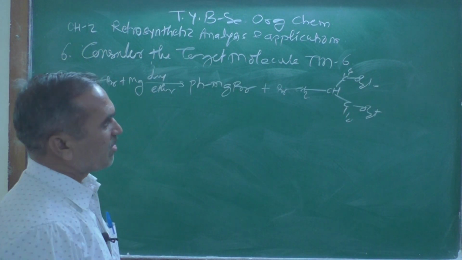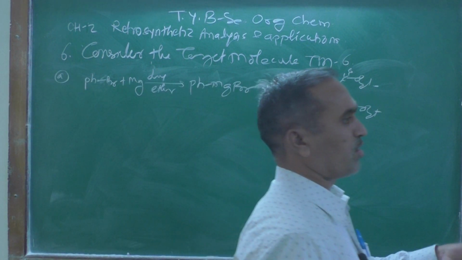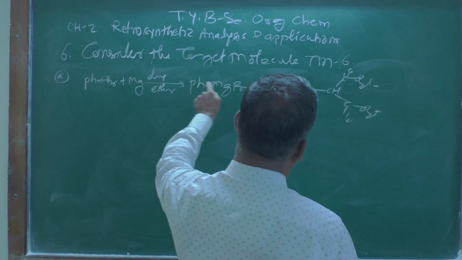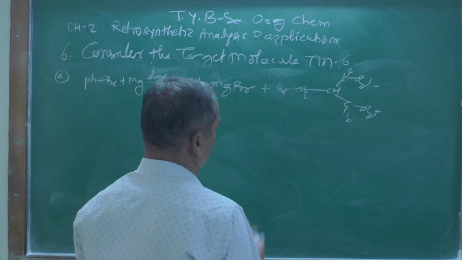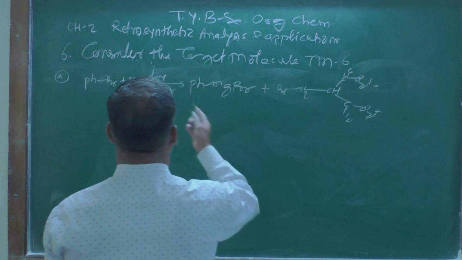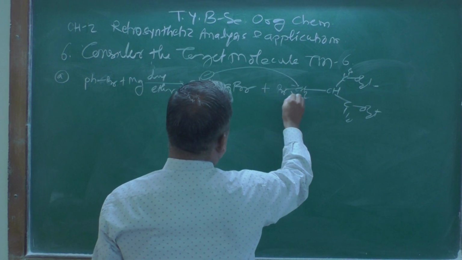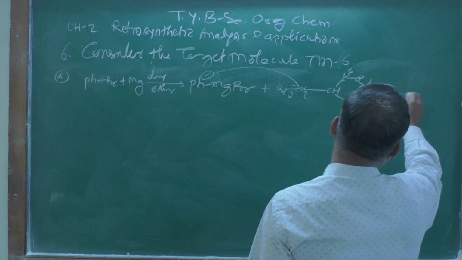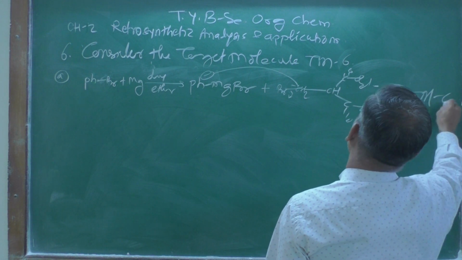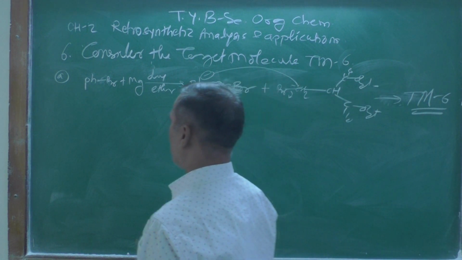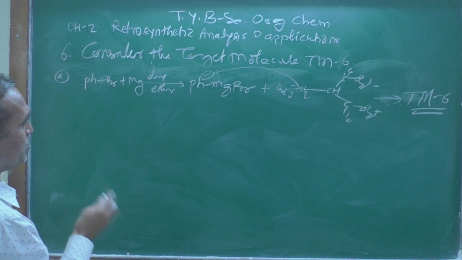Now here the difficulty is that this A route is not a good one, because that Ph minus is going to react with that carbonyl group, which is a better electrophile than this one. Let me show over here, this is going to attack over there, and you may get your target molecule, right? This is your target molecule number 6. But this is not the good way. This route is not a good way.